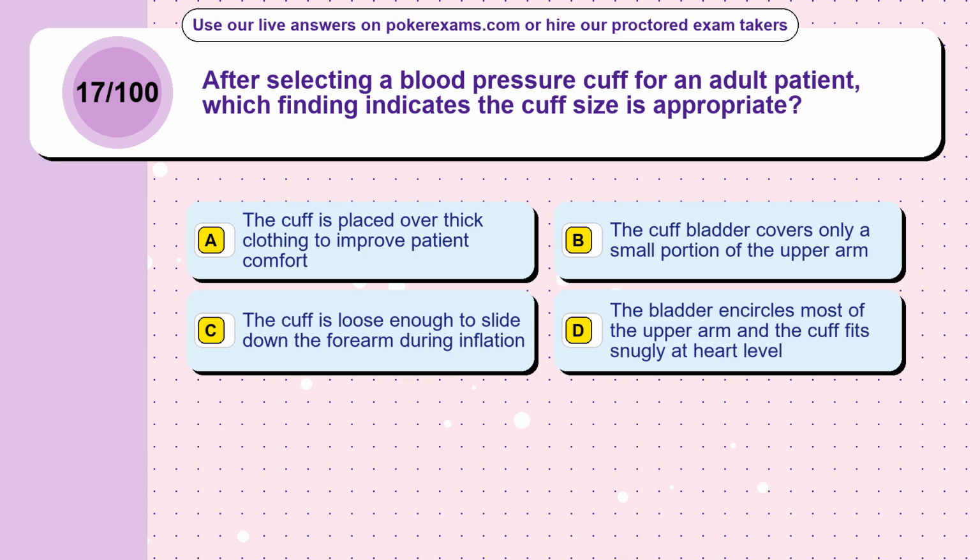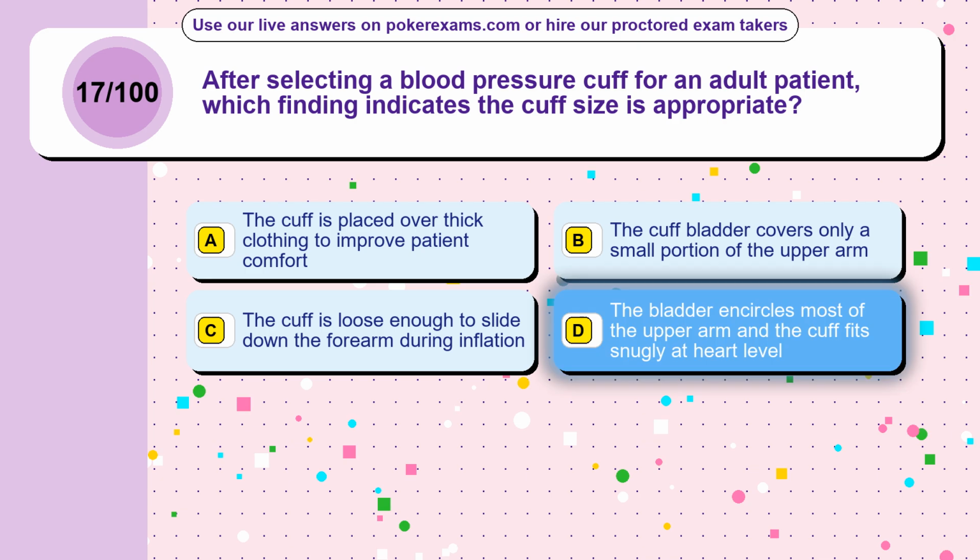Question 17. After selecting a blood pressure cuff for an adult patient, which finding indicates the cuff size is appropriate? Option A. The cuff is placed over thick clothing to improve patient comfort. Option B. The cuff bladder covers only a small portion of the upper arm. Option C. The cuff is loose enough to slide down the forearm during inflation. Option D. The bladder encircles most of the upper arm and the cuff fits snugly at heart level.